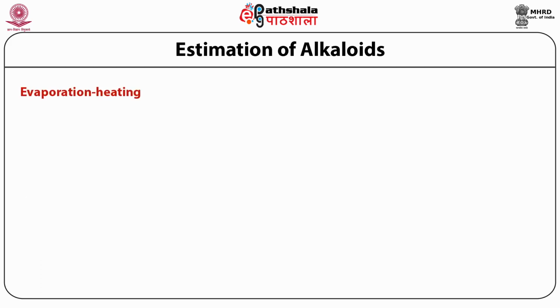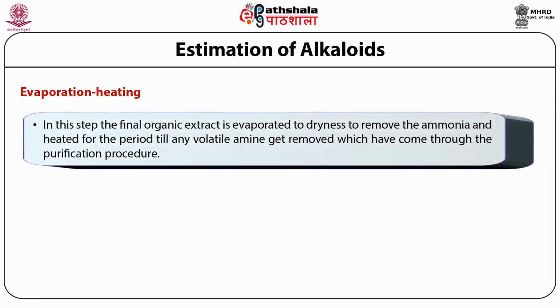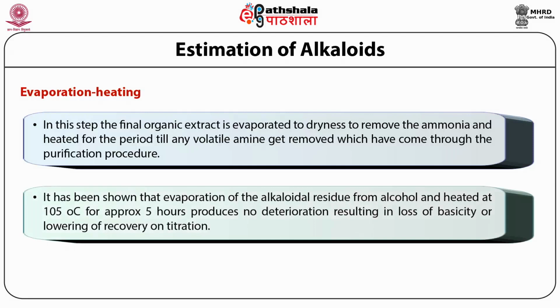Next comes the evaporation. In this step, the final organic extract is evaporated to dryness to remove the ammonia and heated for a period till all the volatile amines are removed. It has been shown that evaporation of alkaloidal residues from alcohol and heating at 105 degrees Celsius for about 5 hours produces no deterioration due to loss of basicity or lowering of recovery on titration.